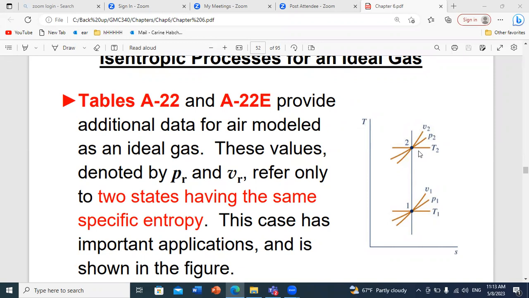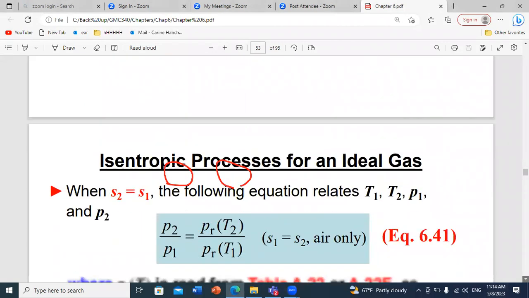So if I tell you, for example, air is undergoing an isentropic process from state 1 to state 2, you can automatically say that I can relate the ratio of pressure P1 over P2 to a ratio of reference. What do we mean by this? We'll see that in the table of air, for each temperature, you can define what we call a reference pressure and a reference specific volume. So we can see them here in the table.